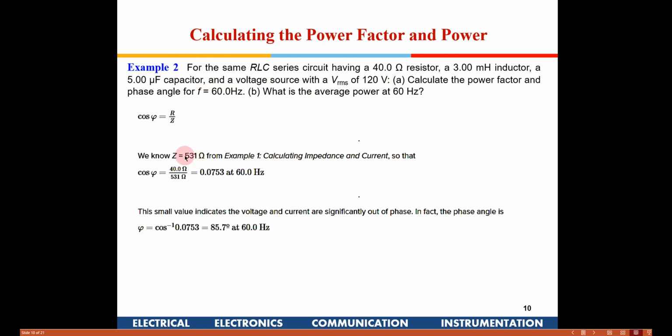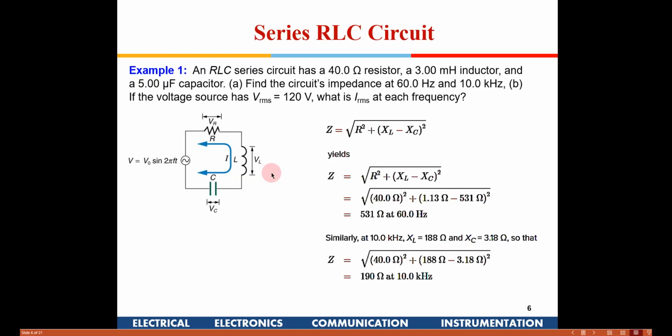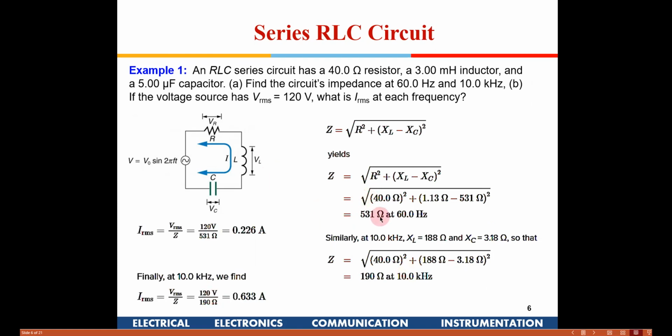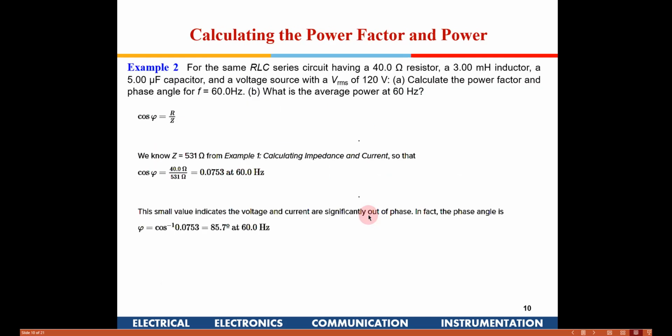So now we need to find out the power. We need Z, which we found out in the last case. It came to be 531. If I go back here, Z was 531. So this is the 531 from the previous example, and this is the resistance value, right? So R divided by Z. R is 40 ohms divided by Z. So you get 0.0753, known as the power factor cos phi, at 60 hertz.